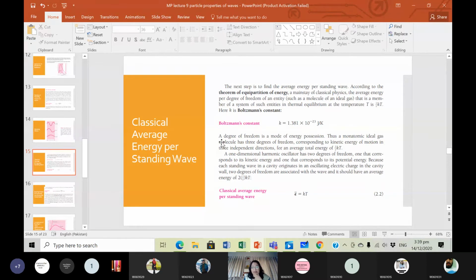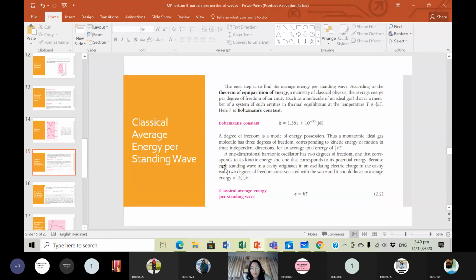As you can see, in this system we have a monatomic ideal gas with 3 degrees of freedom, so you multiply half kT by 3. If you have a diatomic molecule, you multiply half kT by 6. If you have a one-dimensional harmonic oscillator, you multiply half kT by 2. Because this half kT is the average energy per degree of freedom of an entity. Okay? So up to here, I hope you understood that.